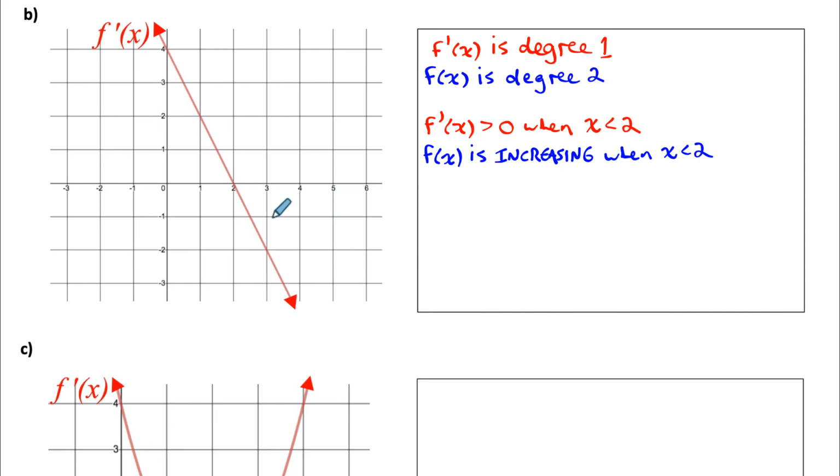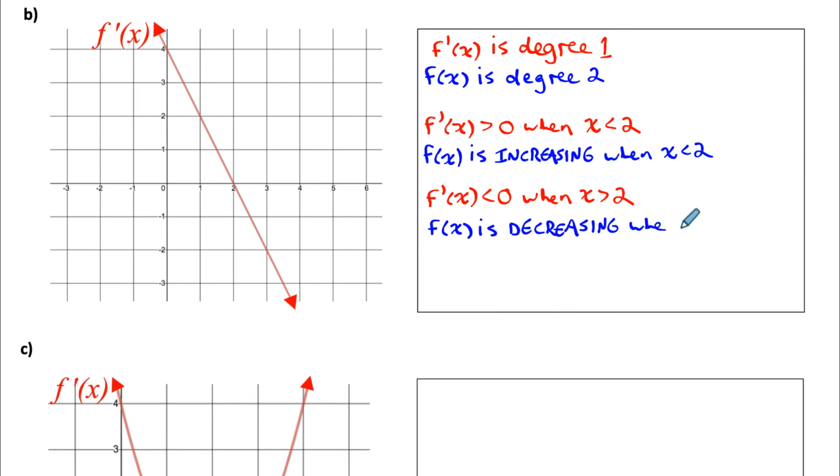When is the derivative negative? It's negative for x values greater than 2. Notice when x is greater than 2, the derivative is below the x-axis. What does this tell us about the original function over that interval? It tells us that the original function is decreasing. A negative derivative value tells you the original function is decreasing. So before an x value of 2, the original function is increasing. After an x value of 2, the original function is decreasing.